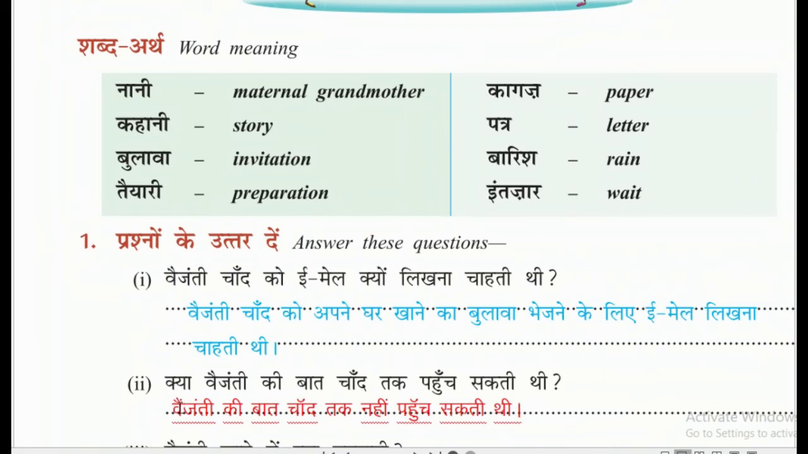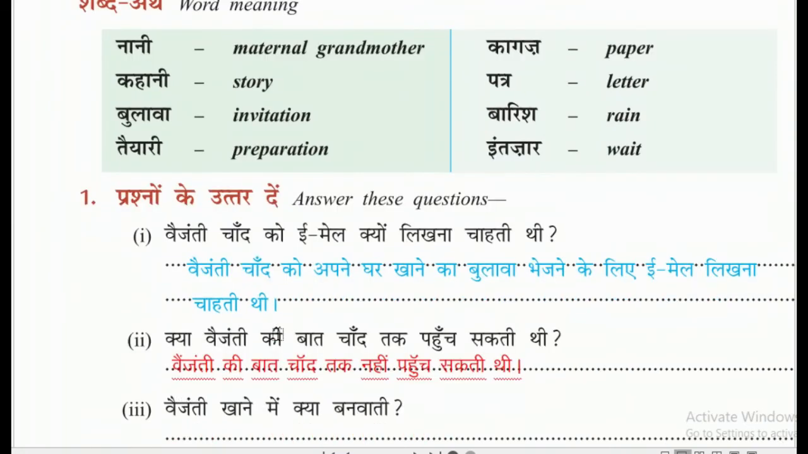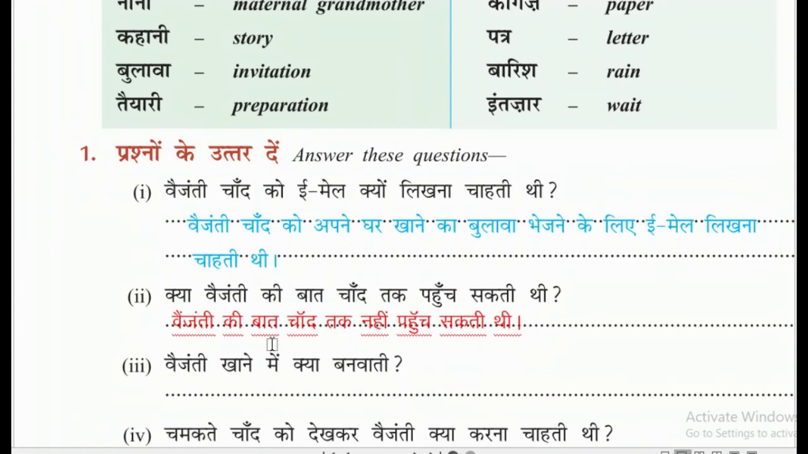This message could not reach the moon. Next question: what did Vaijanti prepare? See the picture, what she prepared in the food. What are these? She prepared the lunch.